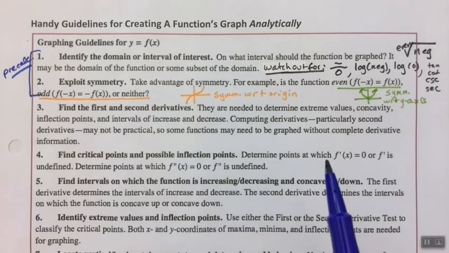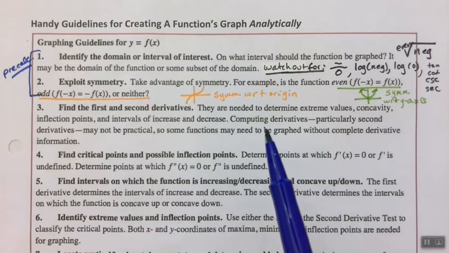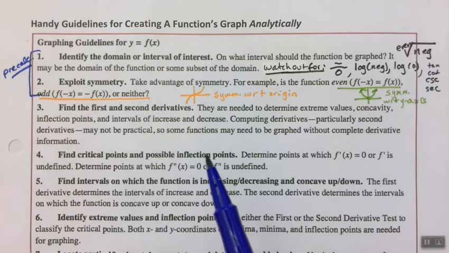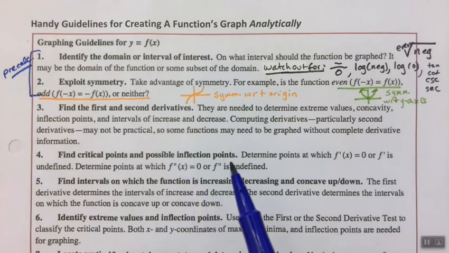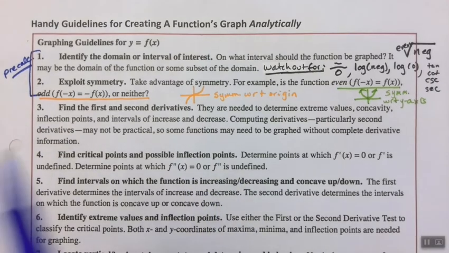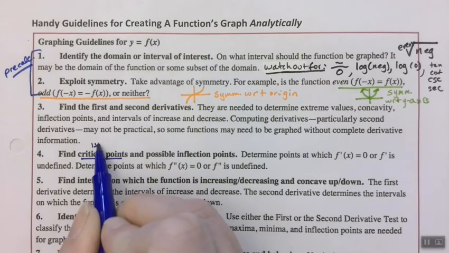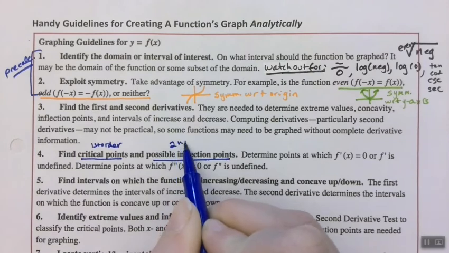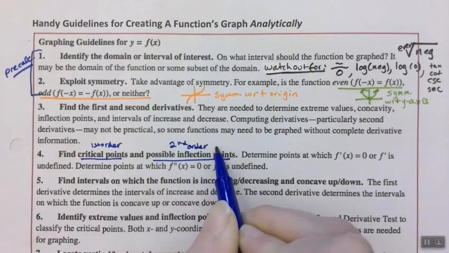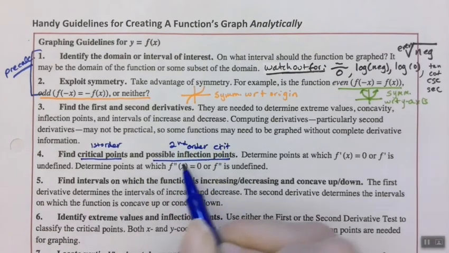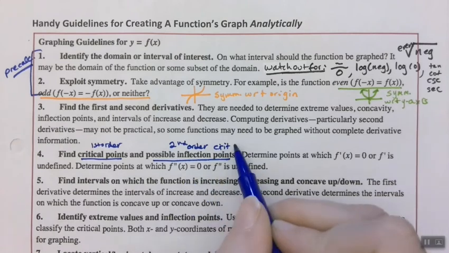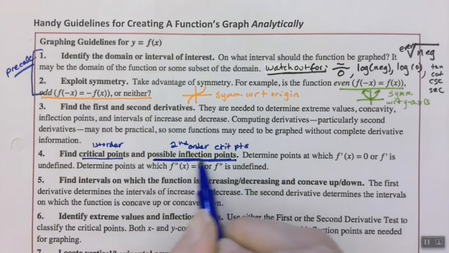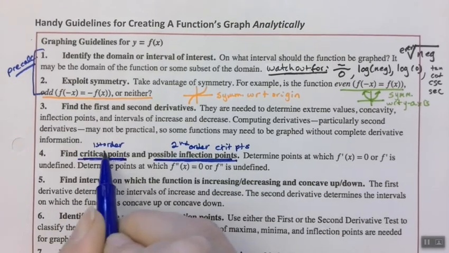Sometimes the second derivative isn't practical, so sometimes you'll have to graph it without that second derivative, but for our problems we will be doing the second derivative. Then we're going to find the critical points and possible inflection points. So in our language, that's really the first order critical values, and the possible inflection points are the second order critical values, right? So where the first derivative is equal to 0 or does not exist, or where the second derivative is equal to 0 or does not exist. So these ones are second order, these ones are the first order critical values.